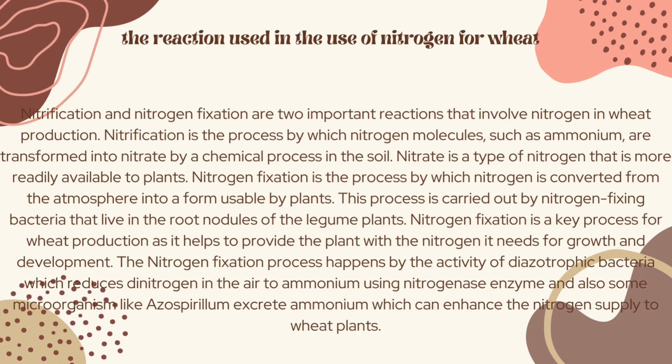The reactions involved in the use of nitrogen for wheat. Nitrification and nitrogen fixation are two important reactions that involve nitrogen in wheat production. Nitrification is a process by which nitrogen-containing molecules such as ammonium are transformed into nitrate by a chemical process in the soil. Nitrate is a type of nitrogen that is more readily available to plants. Nitrogen fixation is a process by which nitrogen from the atmosphere is converted into a form usable by plants. This process is carried out by nitrogen-fixing bacteria that live in the root nodules of legume plants.